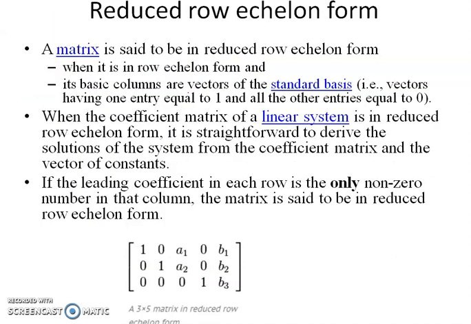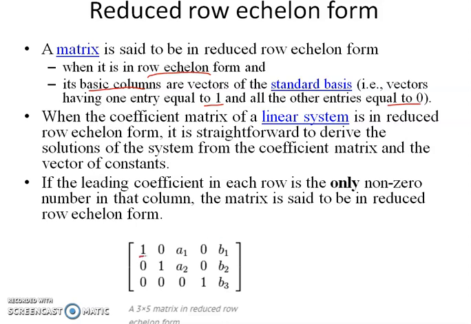Now next is the case with the reduced row echelon form. In this reduced row echelon form, it should be in row echelon form. That is the first condition that needs to be satisfied for any matrix to be in reduced row echelon form. And its basic columns are the vectors of the standard basis, which means vectors having only one entry equal to 1 and all other entries equal to 0. That is, if you are considering any column with the pivot 1, then all the other entries for that column will be 0.